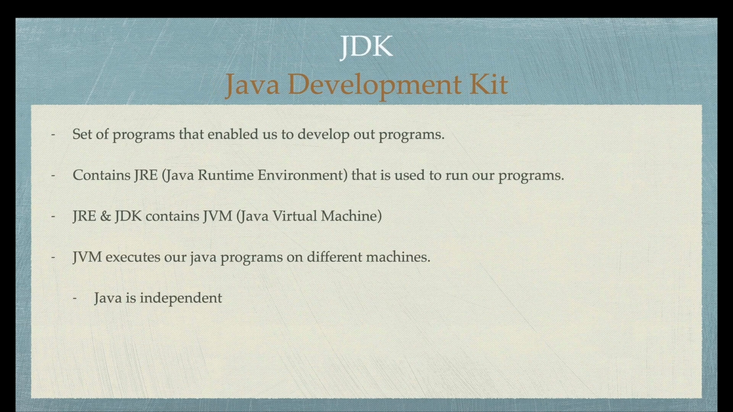Okay. Java Development Kit or JDK. JDK is a set of programs that enable us to develop our program. It contains the JRE, Java Runtime Environment, that is used to run our programs. JRE and JDK both contain the Java Virtual Machine. So the Java Virtual Machine is part of JRE and JDK. So whenever you develop code, firstly on your system you need to install the Java Development Kit.